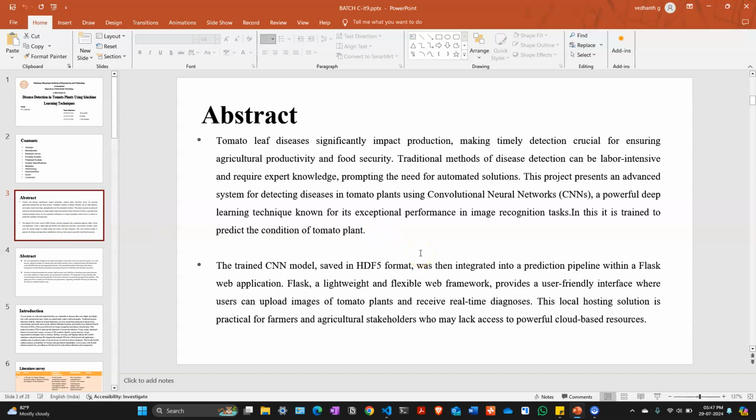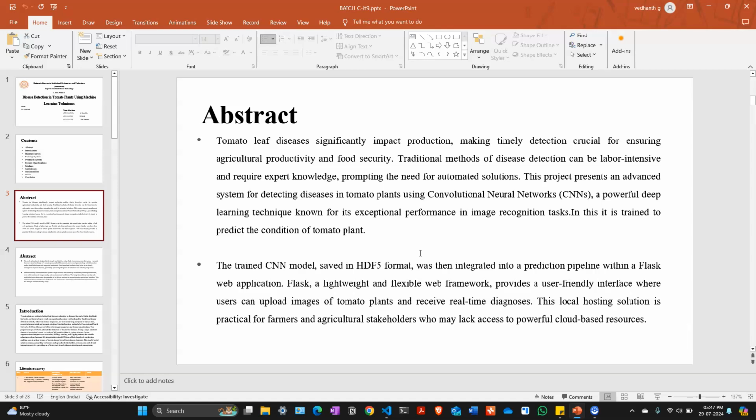Tomato leaf diseases significantly impact production, making timely detection crucial for ensuring agricultural productivity and food safety. Traditional methods of disease detection can be labor-intensive and require expert knowledge, prompting the need for automated solutions. This project presents an advanced system for disease detection in tomato plants using CNN models, a powerful deep learning technique known for its exceptional performance in image recognition tasks.